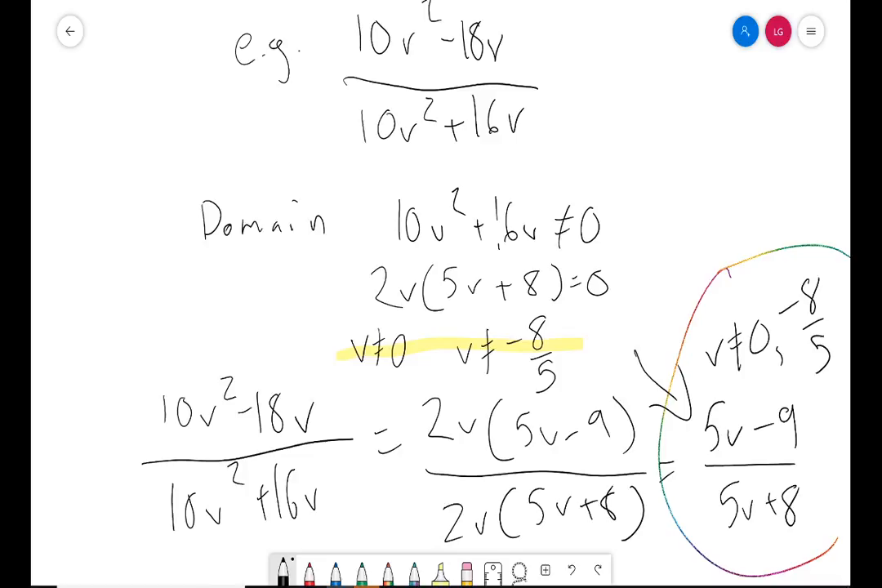Why is it simpler? Well, we've actually executed some divisions, a portion of the division that is proportional between top and bottom. And so we say that the relationship here between top and bottom is determined entirely by these two lower degree polynomials being divided. So as opposed to a degree 2 divided by a degree 2, we have degree 1 divided by degree 1. It's much simpler. Plugging in v to 5v minus 9 over 5v plus 8 is much easier than plugging it into 10v squared minus 18v over 10v squared plus 16v.